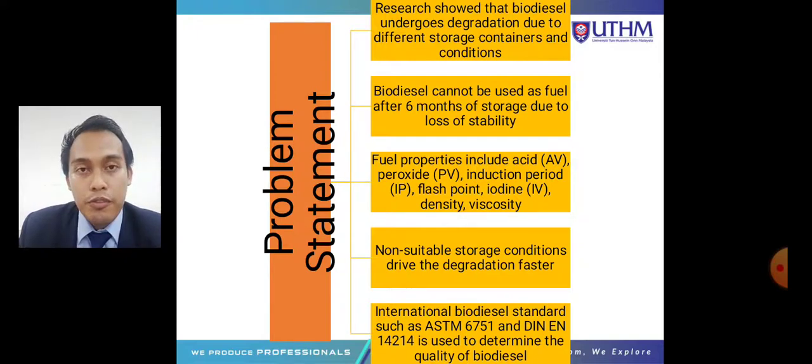The problem statement of this project is that research showed that biodiesel undergoes degradation due to different storage containers and conditions, and a research claimed that biodiesel cannot be used as fuel after 6 months of storage due to loss of stability. The important physical properties of concern are the acid value, peroxide value, induction period, flash point, iodine value, density and viscosity. Unsuitable storage conditions drive the degradation faster.